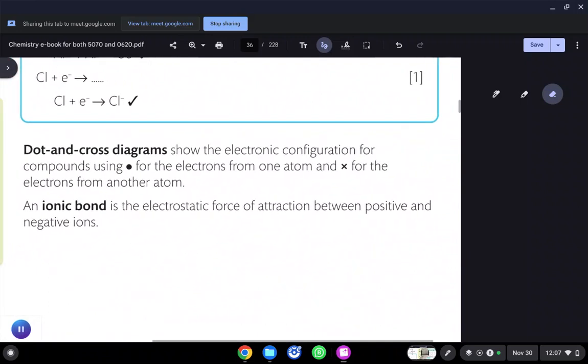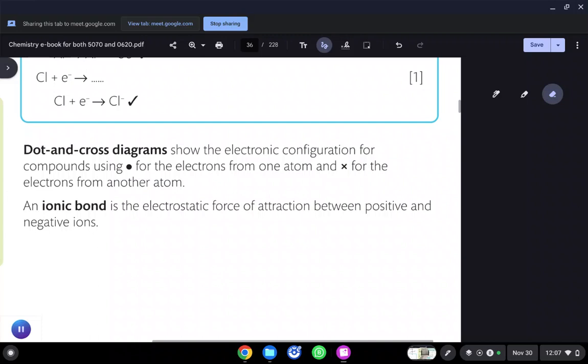What actually is a dot and cross diagram? It shows the electronic configuration for the compounds using a dot for the electrons from one atom and a cross for the electrons from another atom. What is an ionic bond? An ionic bond is the electrostatic force of attraction. We always use this word electrostatic if there are opposite charges. So wherever we see opposite charges in our syllabus, we will call those forces electrostatic forces. The same electrostatic forces you will see in metallic bonding too.